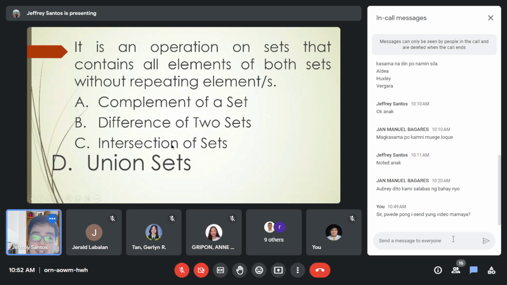So, for complement, lahat ng element ng given universal set except doon sa mga nasa given na set doon sa problem. Pag difference naman, elements ng set na unique sa isang given set. Intersection, of course, the common elements of the two sets. And union, pinagsasama lang without repeating same elements.